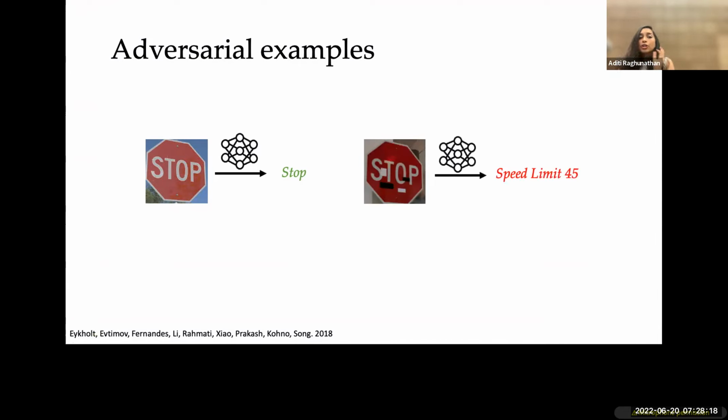But you can make some really small changes and add these stickers. And the stickers don't change the way you or I think about the stop sign, but the model would now completely change its predictions and call it a speed limit sign. So you can see how this is very dangerous because in the wild, there are going to be all sorts of stop signs. And if a model gets confused, how do we trust these systems?